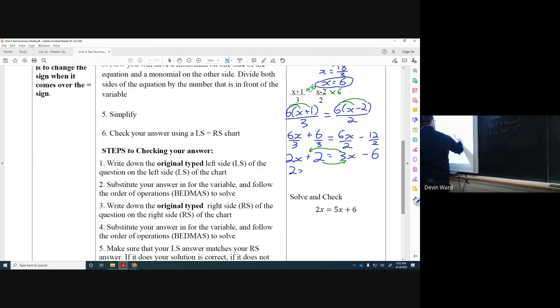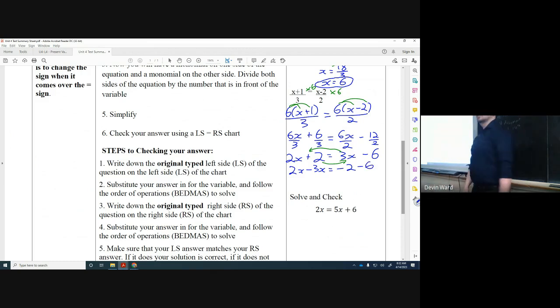We get 2x. The 3x becomes minus 3x because it was positive on the right. The 2 is positive, so it'll become negative, minus 6. And then what's 2 minus 3? Robbie? -1. Perfect. So let's put negative x because the -1 is implied there. And then -2 minus 6. Right. -8. Perfect. -8.